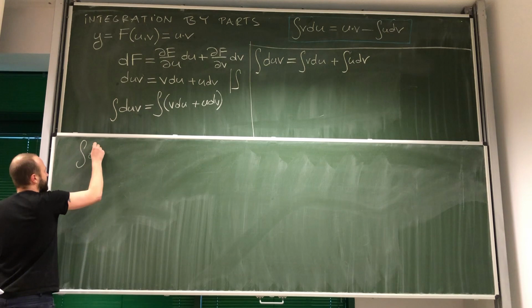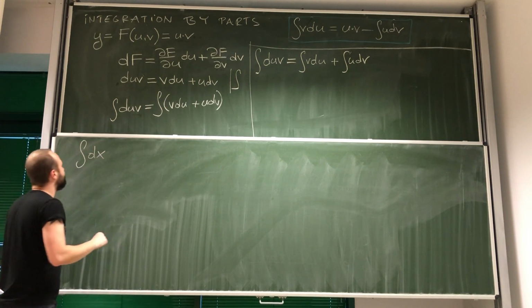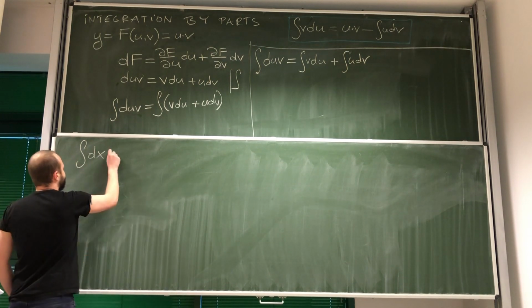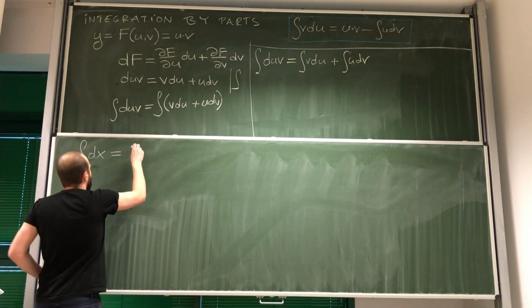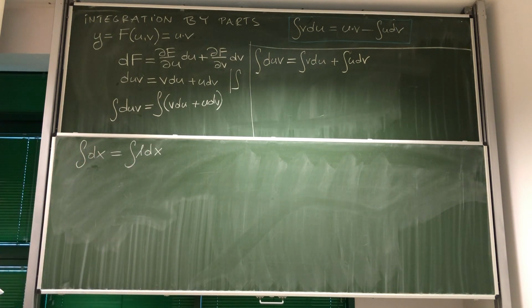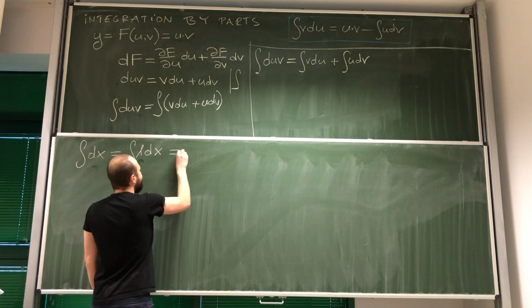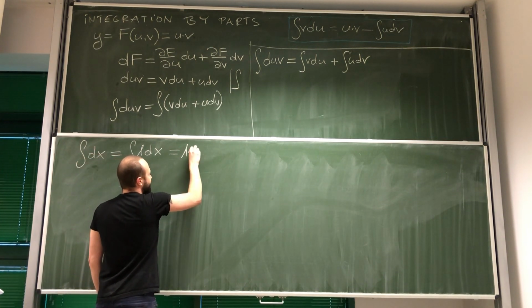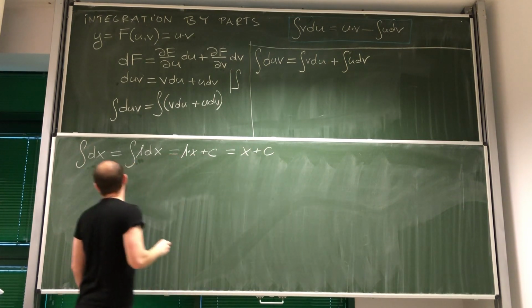Okay, look. The integral of dx is equal to how much? Well, the integral of dx is equal to the integral of 1 times dx. Correct? Of course. Now, if I'm integrating 1, what I am getting as a result is 1 times x plus c, or simply x plus c.